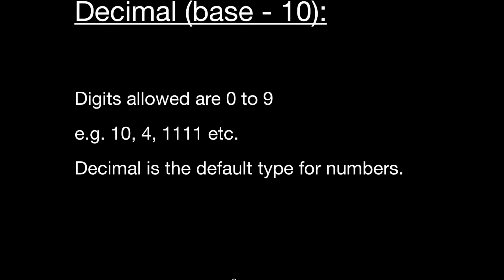Next one is decimal with base 10. Digits allowed are 0 to 9, and examples are 10, 4, 11. It is a normal calculation, or we can say that we are using it in our normal mathematics. Okay, decimal is the default type of numbers. I have already told you that.